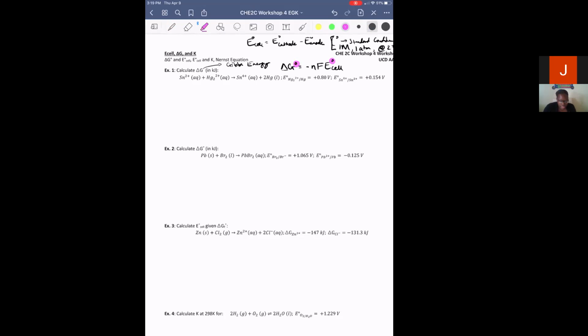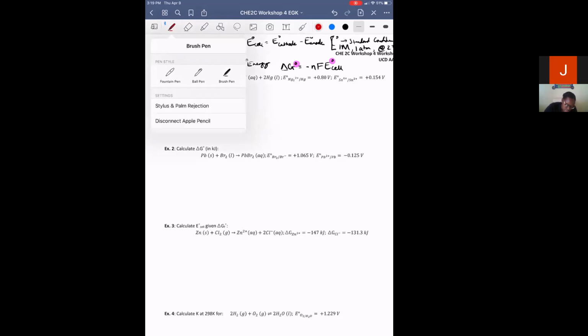So now let's look at our first example, example 1, and see if we can work through a calculation to get a grip of this formula, of this concept. So we're looking at the reaction where we have tin 2 plus mercury going to tin 4 plus mercury liquid. And we're given the reduction potentials for each half reaction.